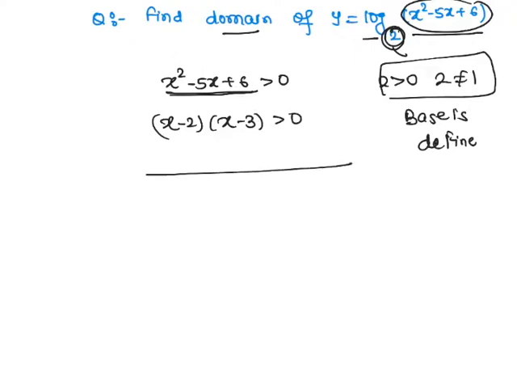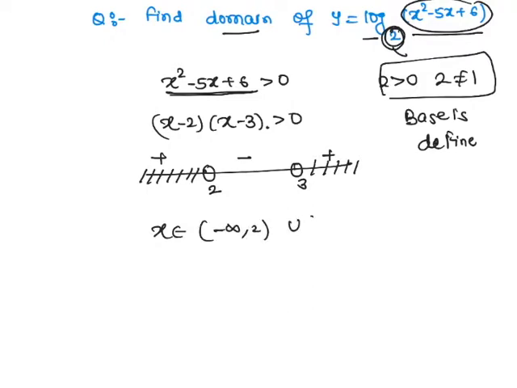We will draw a number line. One factor is 2, 2 is not included, 3 is also not included. Then the rightmost side is positive, negative, positive. We want greater than 0, that means we want both positive portions. Either both will be positive or both will be negative. So we get x belongs to minus infinity to 2 union 3 to infinity. This is the domain of this function.